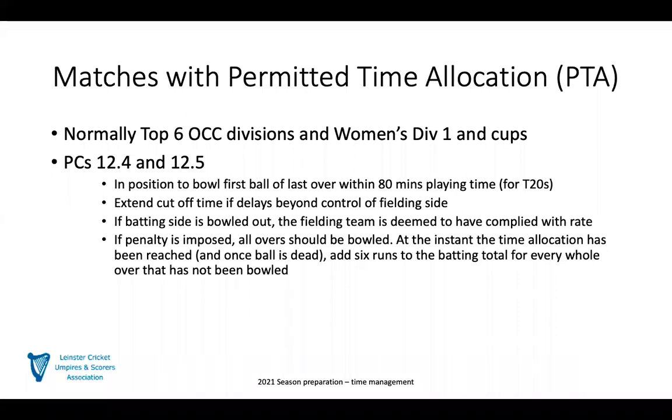But if, for example, the 80 minutes finishes and you've had 18.3 overs, you look at your watch and you think, right, their 80 minutes is up. After 18.3 overs, you signal to the scorers and you tell everyone else involved that you're adding a 6-run penalty to the opponent's score.